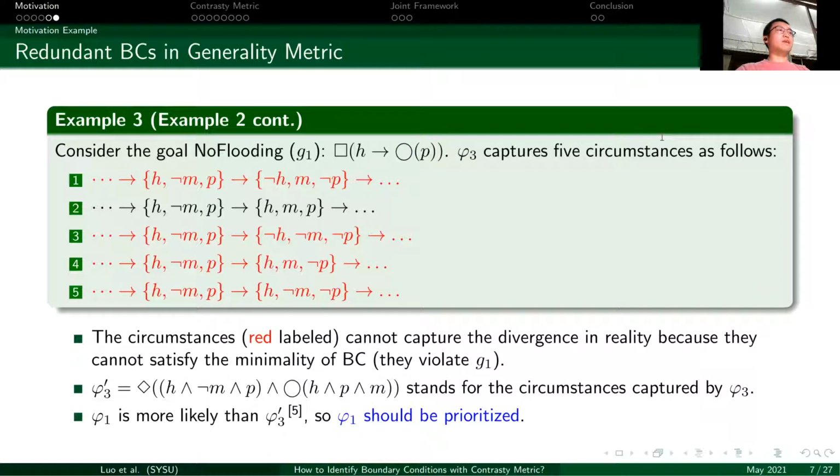Note that the red labeled circumstances all violate the non-flooding goal. Therefore, the red labeled circumstances cannot capture the divergence in reality. After removing the red labeled circumstances, we refine phi 3 as phi 3 prime. Now, we find phi 1 is more likely than phi 3 prime. This motivating example shows that there is no method to filter out redundant BCs in a fine-grained way.